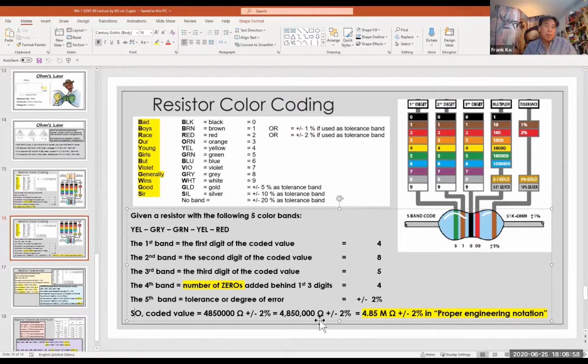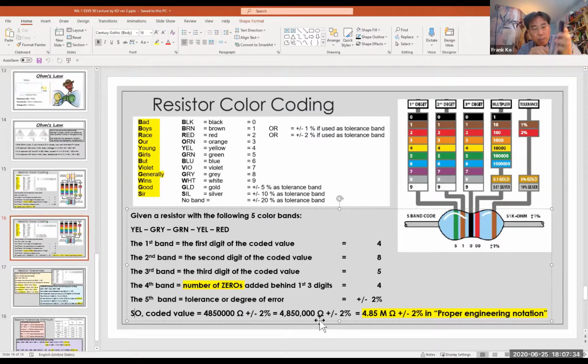But we had an agreement of rounding to 2 digits after the decimal point and expressing our quantities in proper engineering notation. 7 digits in front of the decimal point is not proper engineering notation. I've had some people show the answer as 4,850 kilo ohms. Well, 4,850 kilo is still 4 digits in front of the decimal point. No bueno.